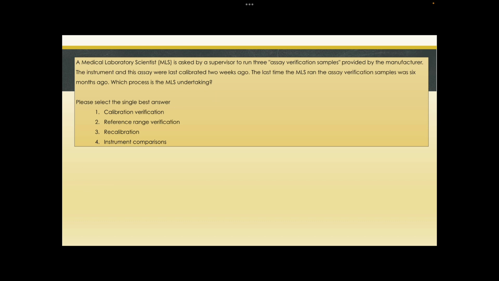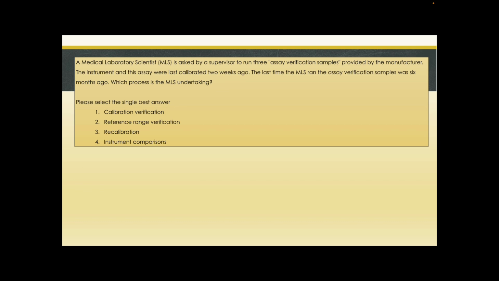A medical laboratory scientist (MLS) is asked by a supervisor to run 3 assay verification samples provided by the manufacturer. The instrument and this assay were last calibrated 2 weeks ago. The last time the MLS ran the assay verification samples was 6 months ago. Which process is the MLS undertaking? Please select the single best answer.